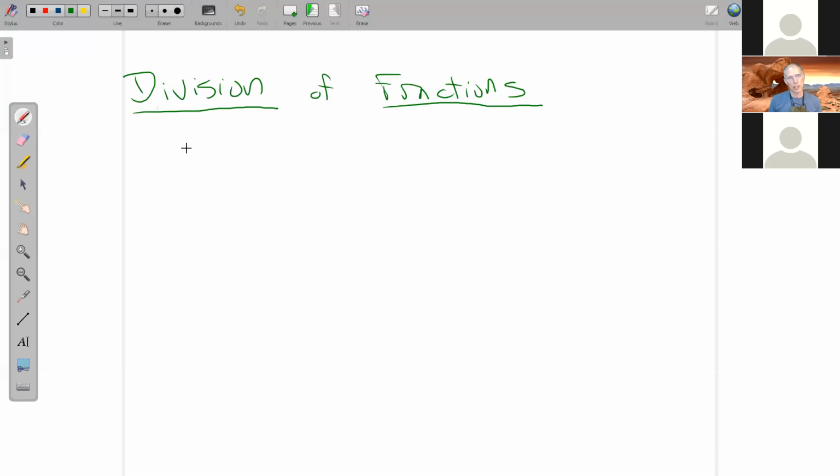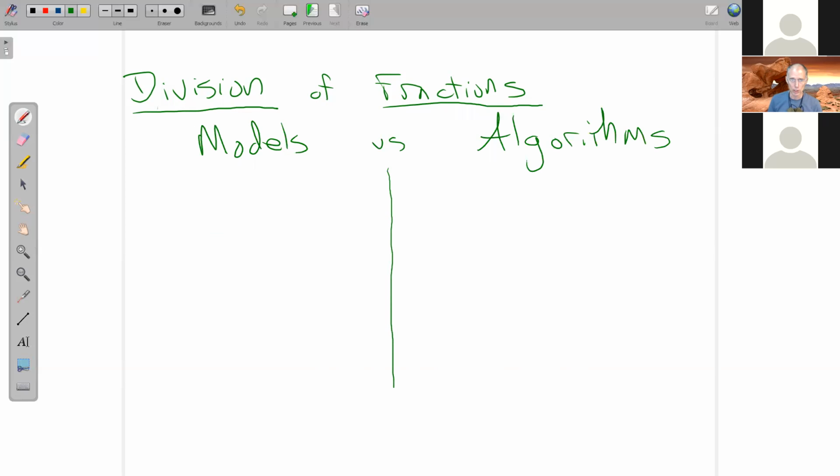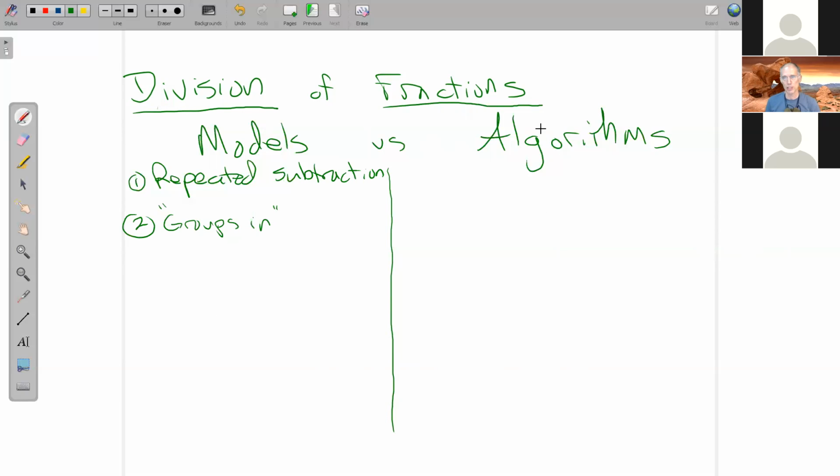So again, we have two different things. We have models for division versus algorithms for division. An algorithm is just a set of rules or a rule that you follow. A model is why do we do it the way we do it. Models for division are repeated subtraction, at least with fractions, and what I call groups in, which is related to long division. And we'll take a look at both of those in a moment.